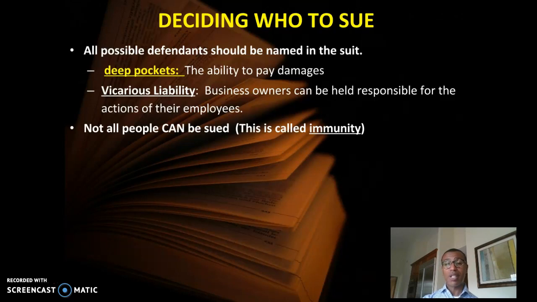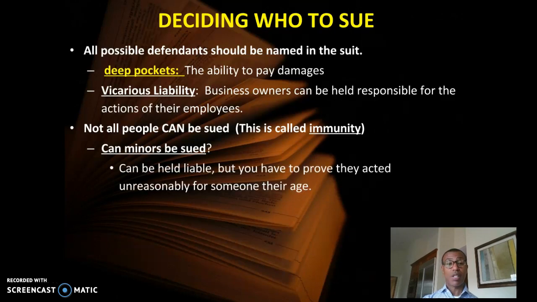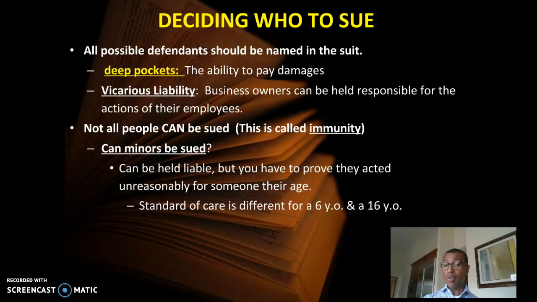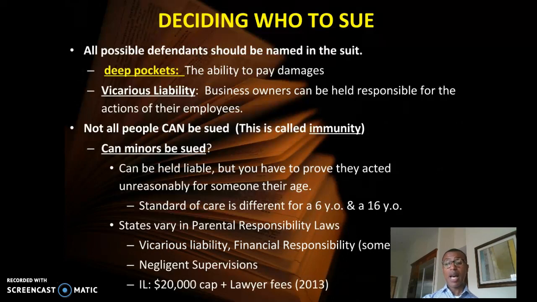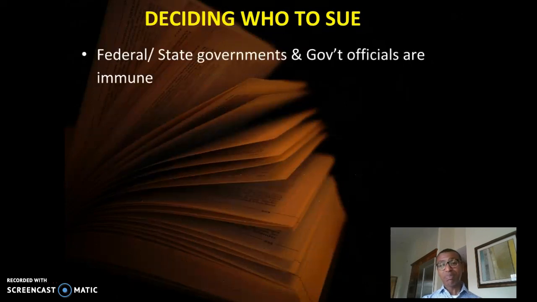Not all people can be sued, and we call this immunity. So minors cannot be sued. There's a standard of care, and it's different for a 6-year old versus a 16-year old. And also, states vary in parental responsibility laws. Also, states sometimes have a cap on how much can be paid in a lawsuit, especially in lawsuits where there's negligence. Most of the time in Illinois, the cap is $20,000 plus lawyer fees, and that was as of 2013.